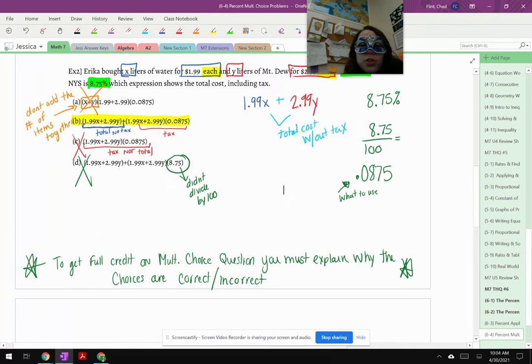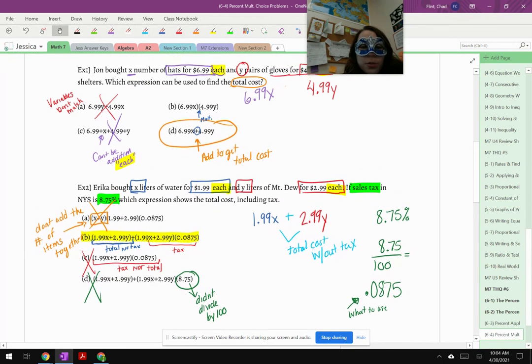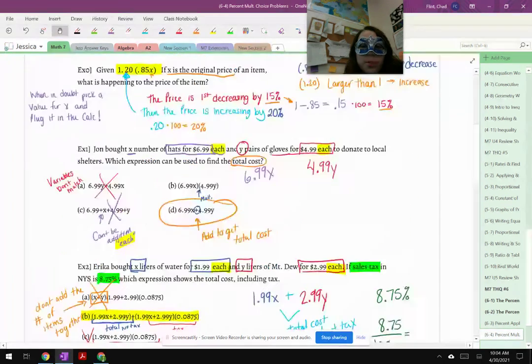So remember, make sure you're explaining why so you can get full credit on your multiple choice questions and double check those percentages.